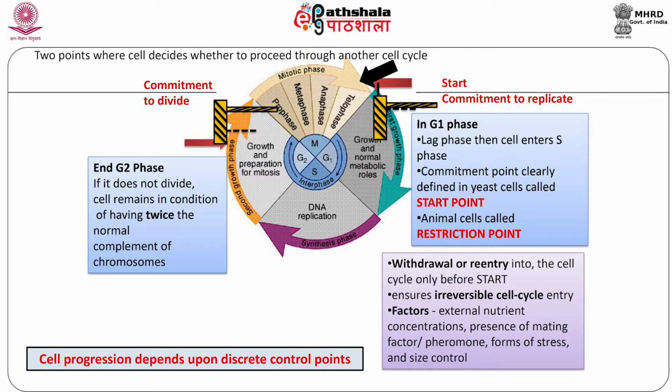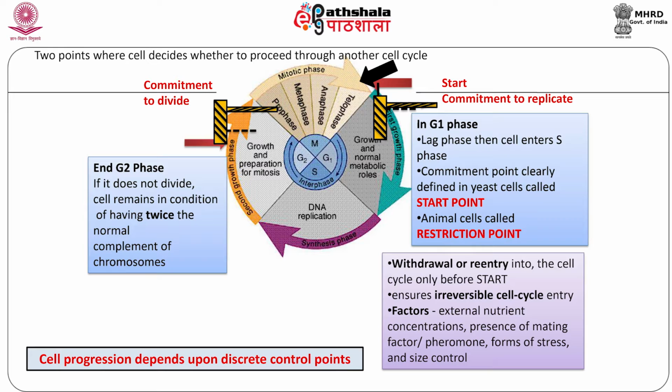Commitment to chromosome replication occurs in the G1 phase. If conditions to pass a commitment point are satisfied, there is a lag period and then the cell enters S phase. This point is most clearly defined in yeast cells, where it is called start. The comparable feature in animal cells is called the restriction point.